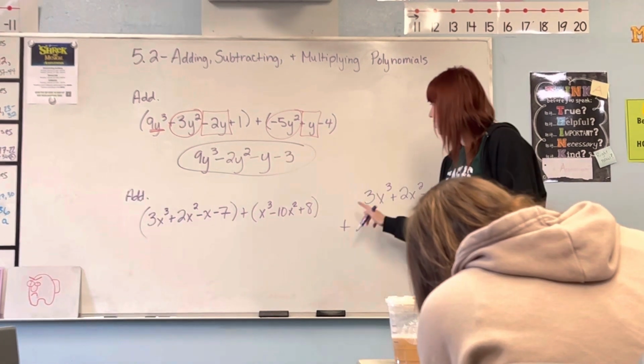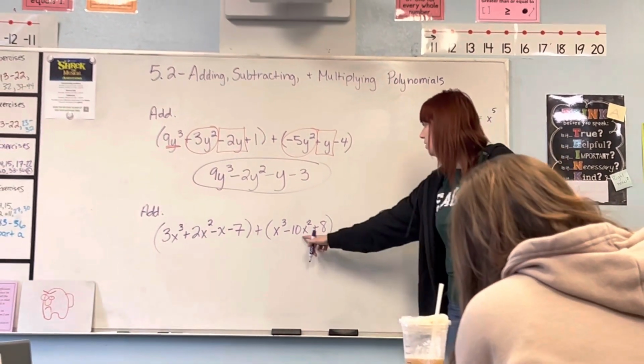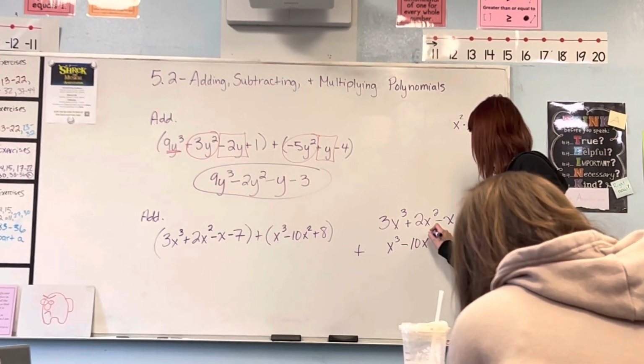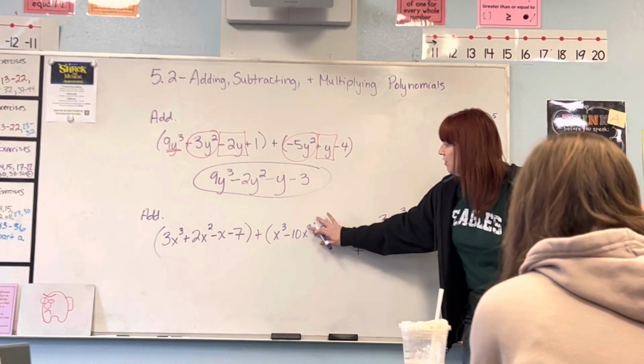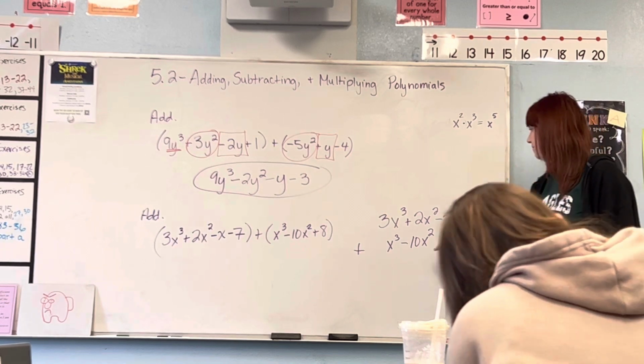We're going to make sure they're lined up correctly. So x to the 3rd, minus 10x squared. There's no regular x term, so we just leave a space there. Plus 8. Oh, this one is so much better.